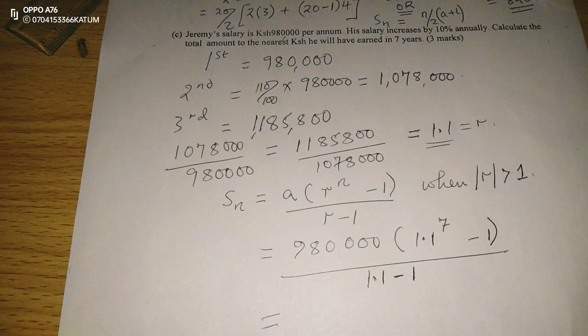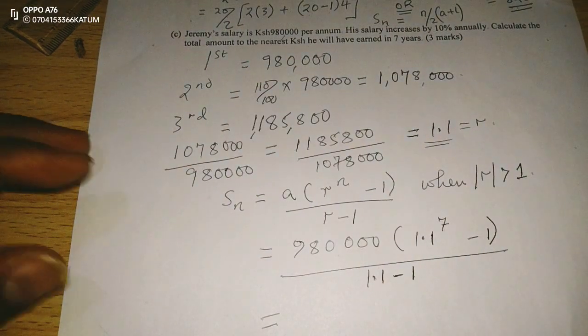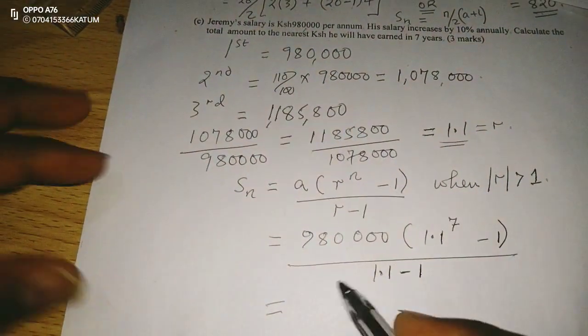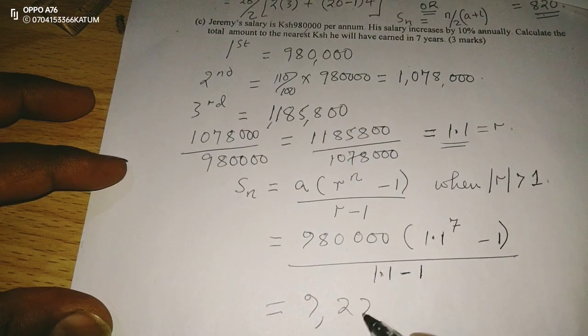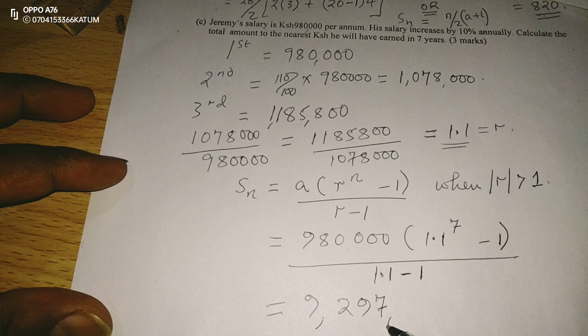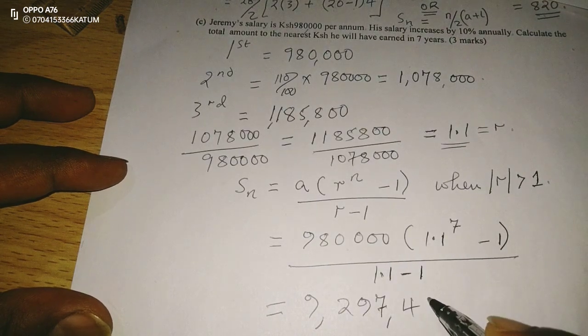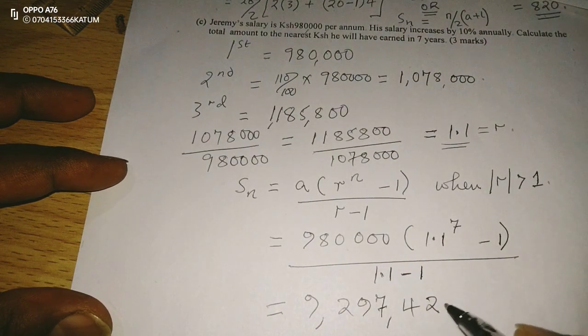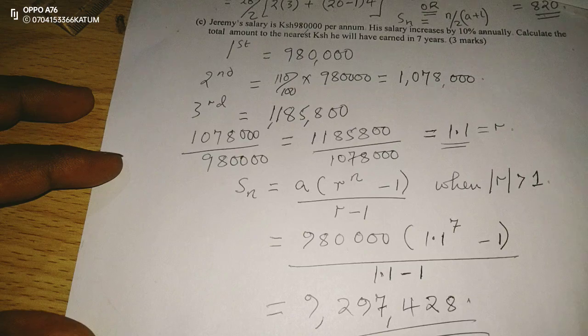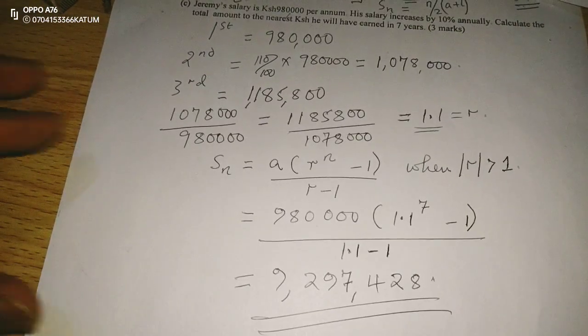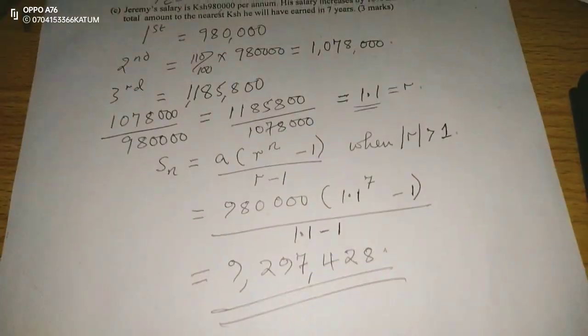So let me check again. Yes, I'm having 9,297,428. This is according to the nearest Kenya shilling. So that is the total amount he will earn in 7 good years.